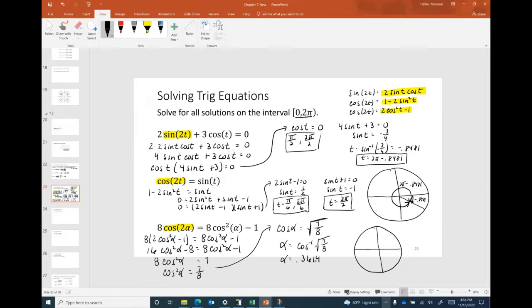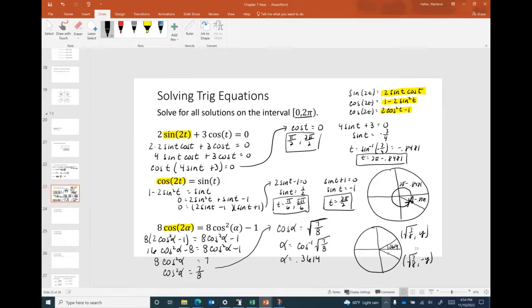All right, so the first angle is here. That's our 0.3614, right? And the cosine at that angle is square root of 7/8 with some y, okay? Where do we have one with the same cosine? Down here. Okay, this one has the same cosine, square root of 7/8. The y is going to be negative.